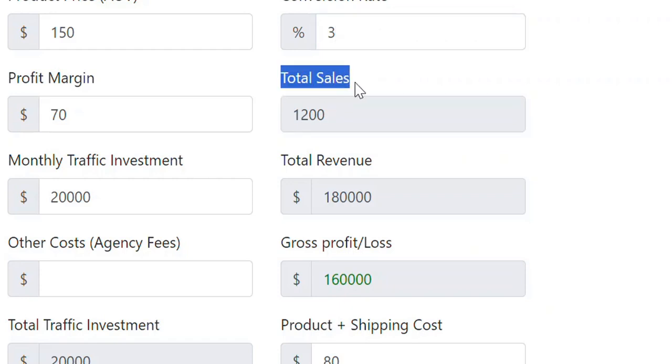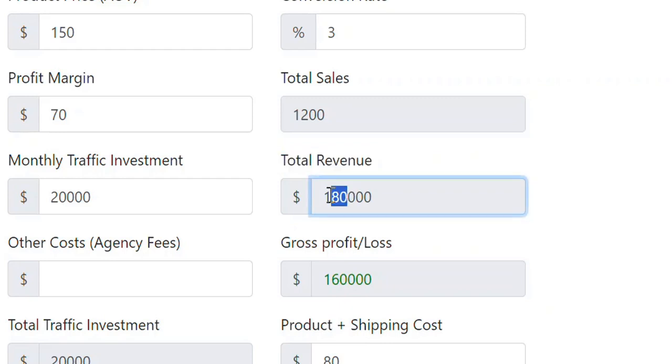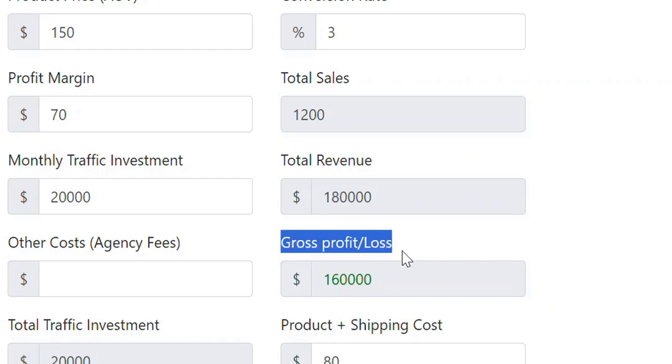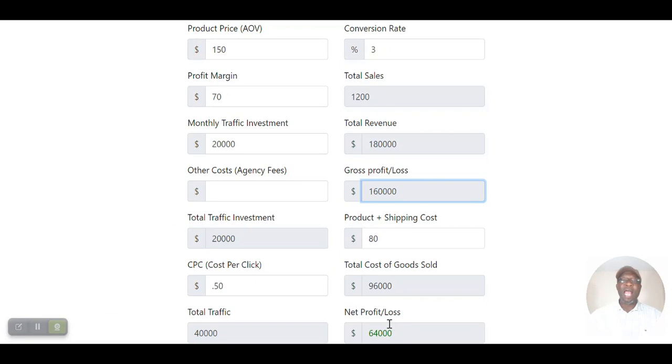Okay. So sales has increased from 800 sales to 1,200. Total revenue has increased from 120,000 to 180,000. Gross profit has also increased from 100,000 to 160,000, and net profit has doubled from, I think, it was 36,000 to $64,000, and all of this without increasing the ad spend.